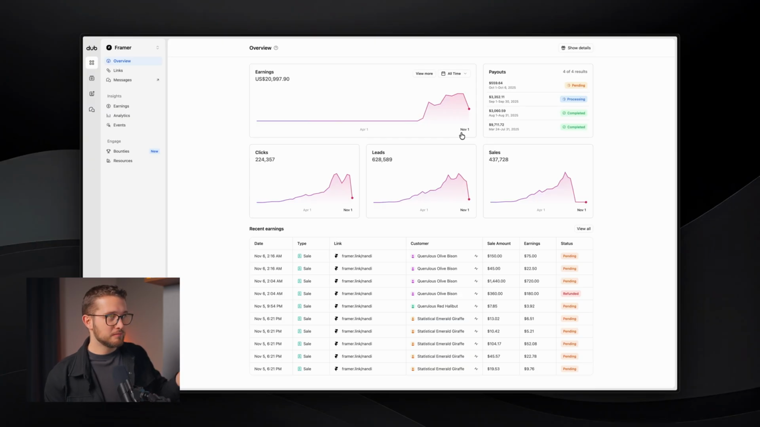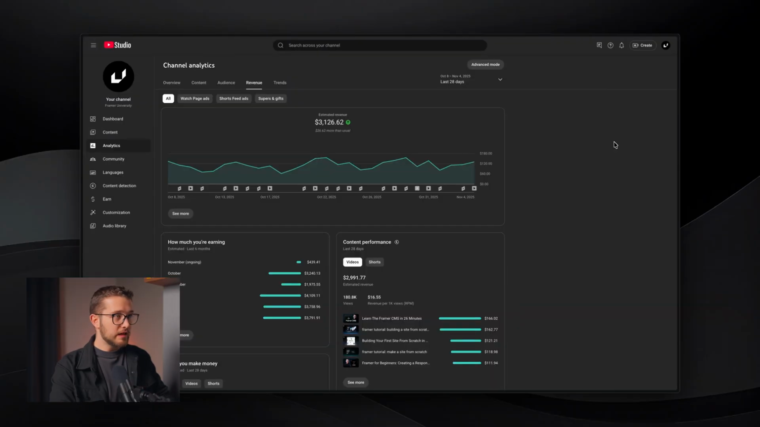So yeah, still pretty good money, I guess. 20k since the switch. Yeah, pretty good. So that's the first main revenue source for me as someone who's not selling anything: Framer affiliate. Now let's go into the next one, which is obviously the YouTube channel.